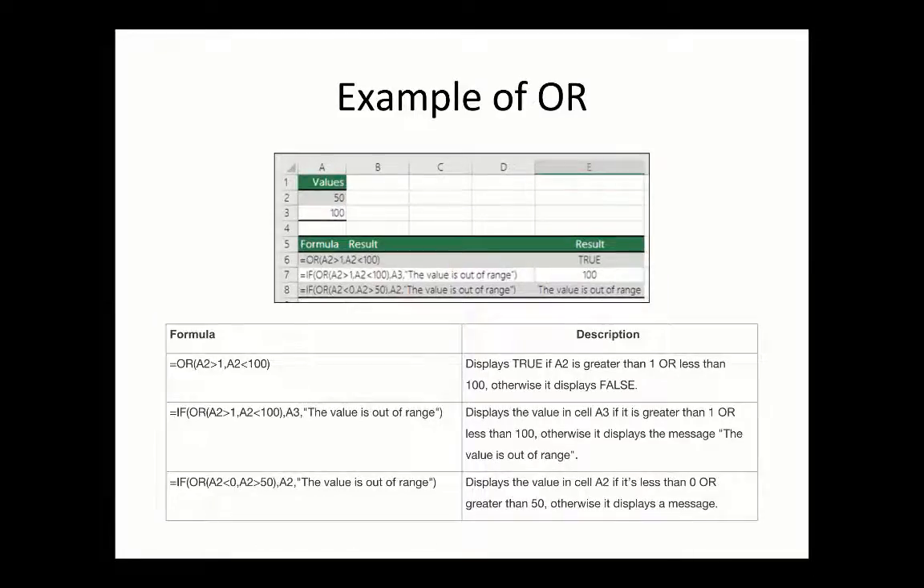The OR function works similarly, but tests the criteria differently. For instance, if we wanted to test if the data in cell A2 is greater than 1, or the data in cell A2 is less than 100, when this is true, we return the data in cell A3, otherwise return the value is out of range. Again, you'll see that the OR function occurs followed by a parenthesis and each criteria is specified and separated by a comma.